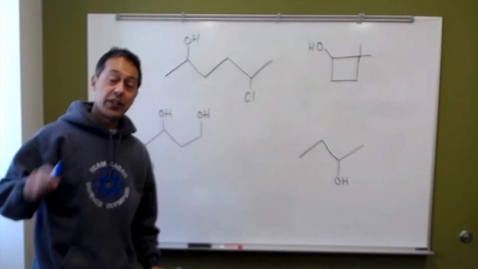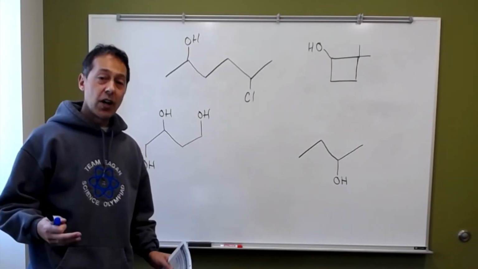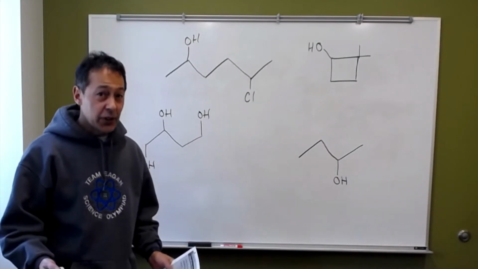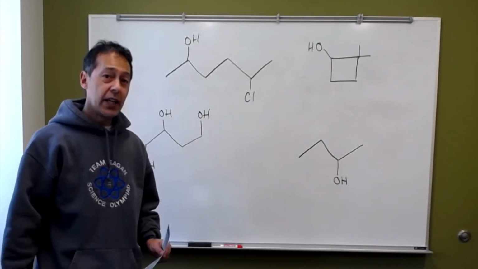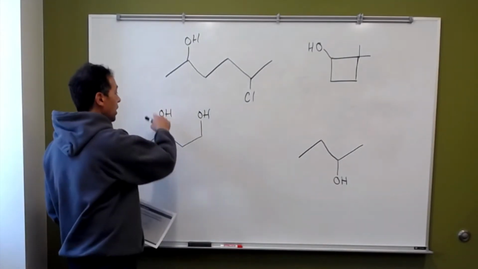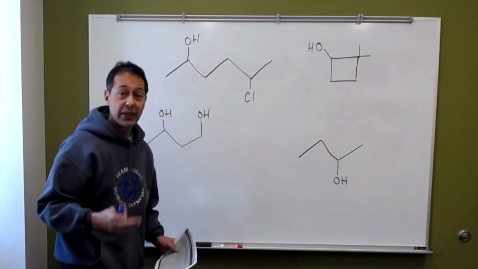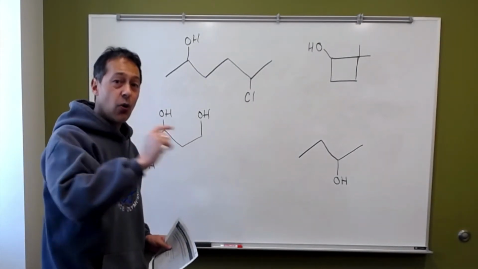Hey folks, in this video we're going to take a look at naming alcohols. Now naming alcohols is fairly straightforward. We're going to start out with naming the longest carbon chain, and then we're going to add the substituent. In this case it's going to be the OH group, the hydroxyl group, at the ending, and the ending substituent name would just be OL.